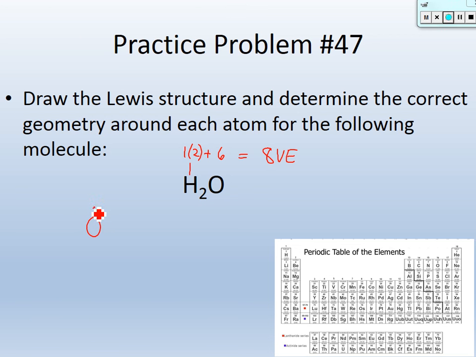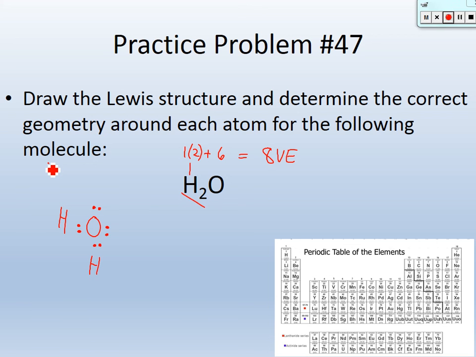How many dots? 1, 2, 3, 4, 5, and 6. Where do you think these 2 hydrogens are going to go? Well, the only place they can is here on the left where there's 1 opening. Remember, hydrogen brings 1 electron to share. And on the bottom here, hydrogen brings 1 electron to share.